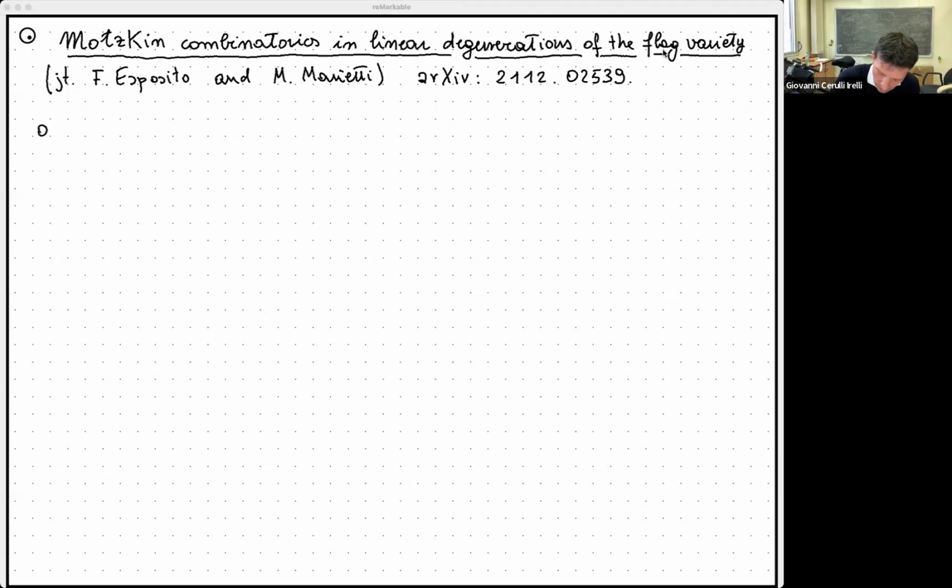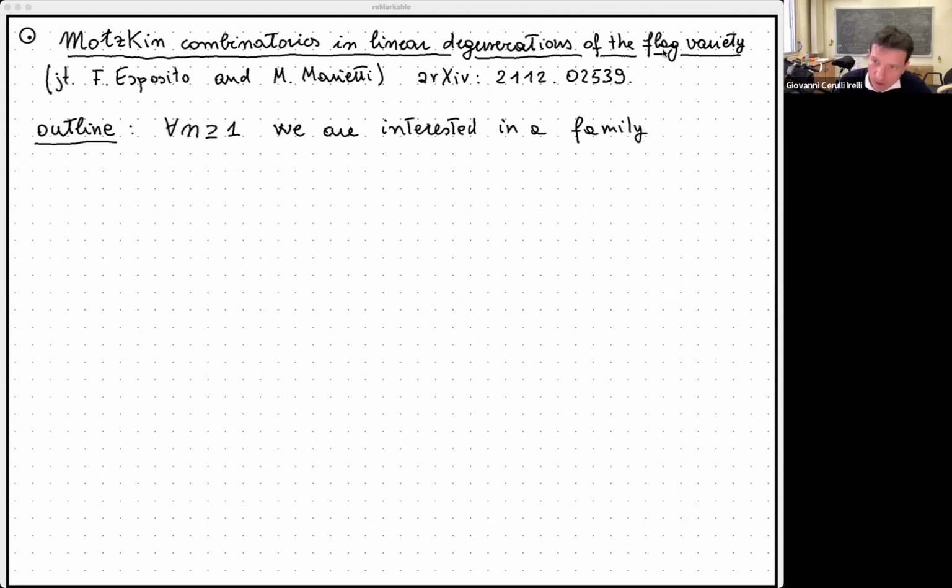So let me start with an outline of what I want to talk about and what this project concerns. For every n, we are interested in a special family. This family is a subfamily of some representation variety of a quiver, R_d(Q), and above there is the universal quiver Grassmannian. So pi inverse of M is the variety of subrepresentations of a fixed dimension vector of M, but this doesn't matter. I will explain all of this.